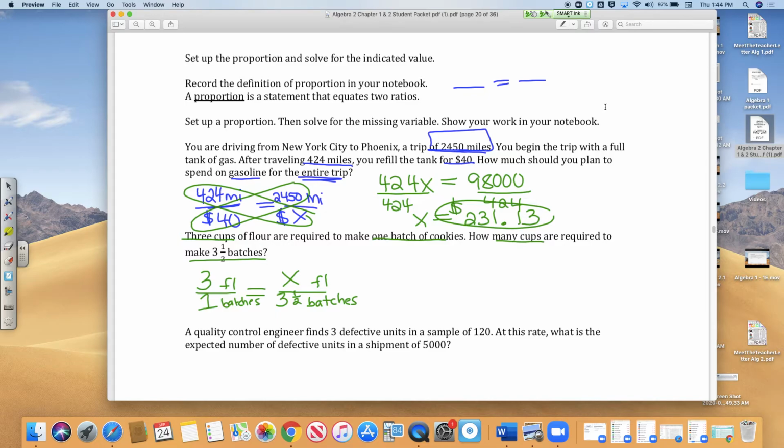Now it's time for us to cross multiply. When we cross multiply, we are multiplying the numbers that are in the same diagonal. So we're going to multiply 3 times 3.5, and that's 10.5. And we're going to multiply 1 times x, that's just 1x. We don't actually have to solve this at all. We will need 10.5 cups of flour for 3.5 batches of cookies. Okay, what I want you to do now is pause the video and try the next one on your own.